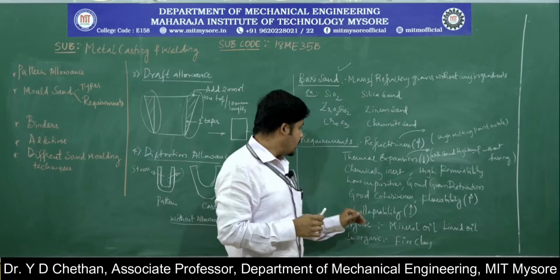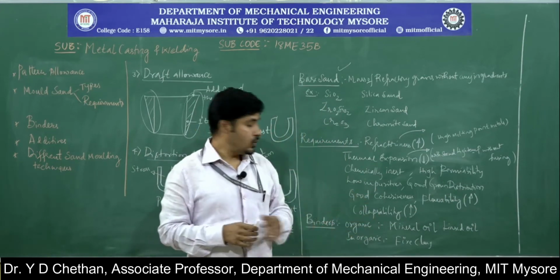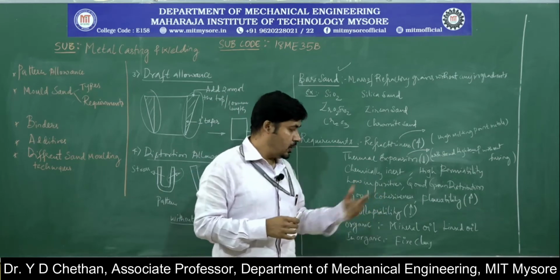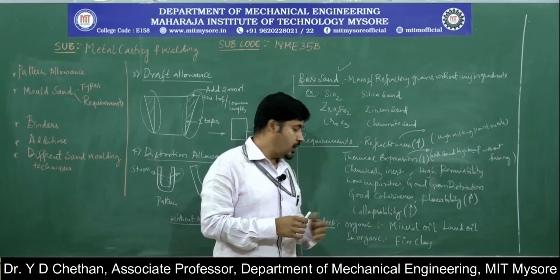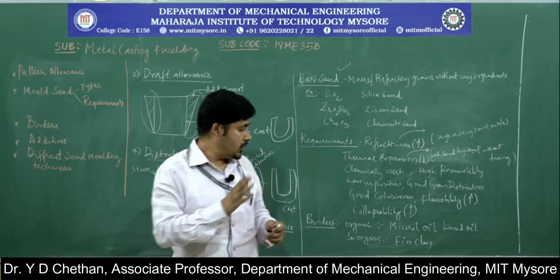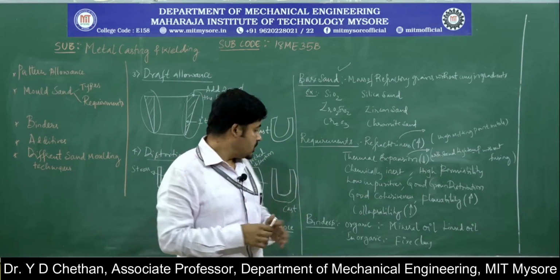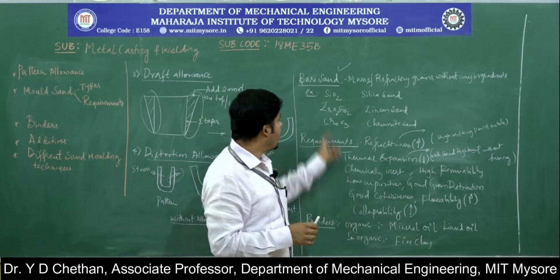Then the last requirement is collapsibility. The base sand should possess higher collapsibility. Collapsibility is the ability of the sand that lets you easily collapse the mould box or the mould sand. So, those are the requirements of base sand.